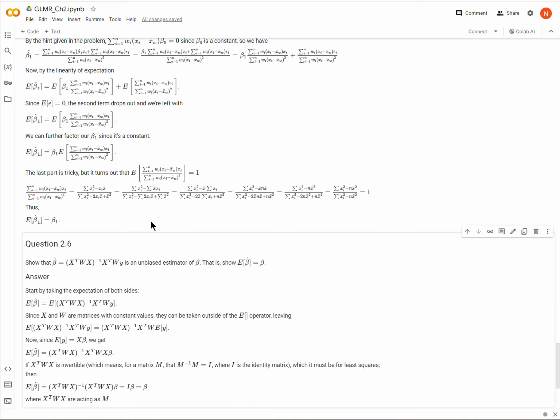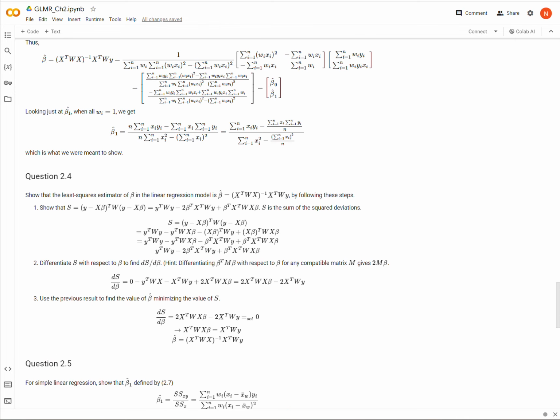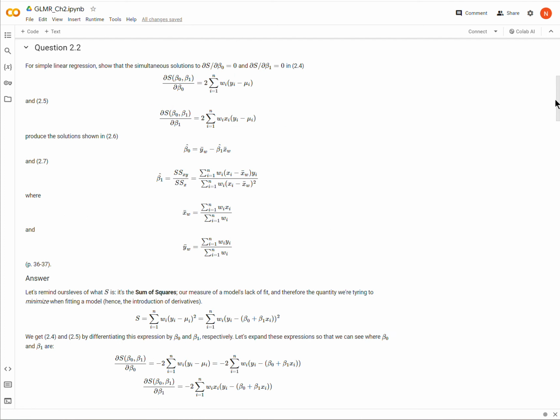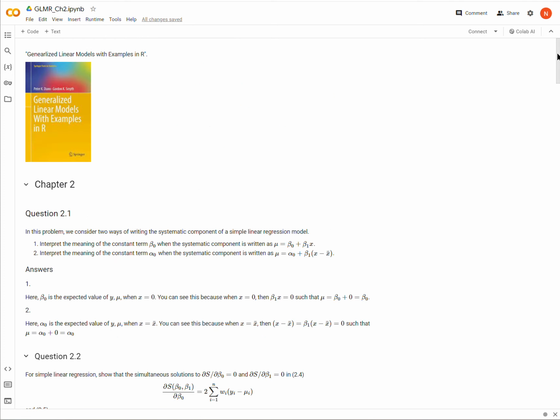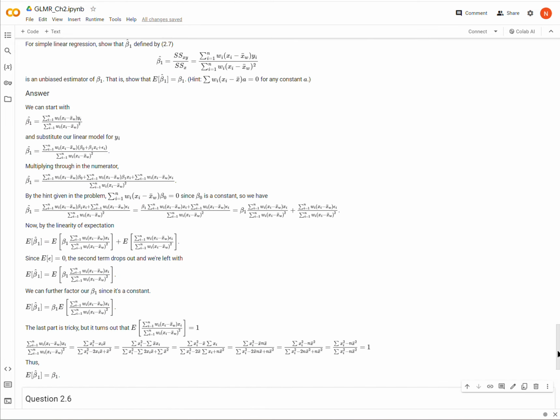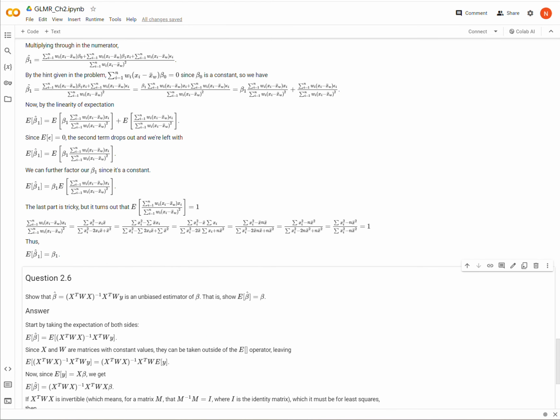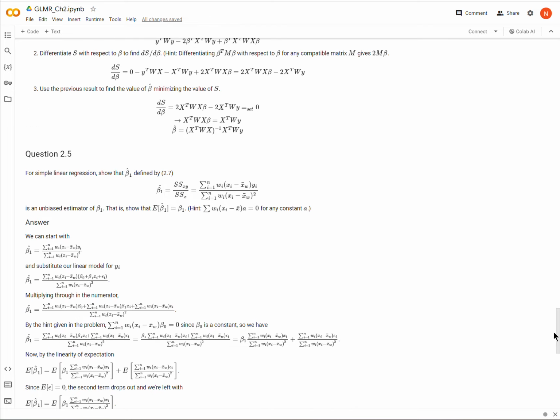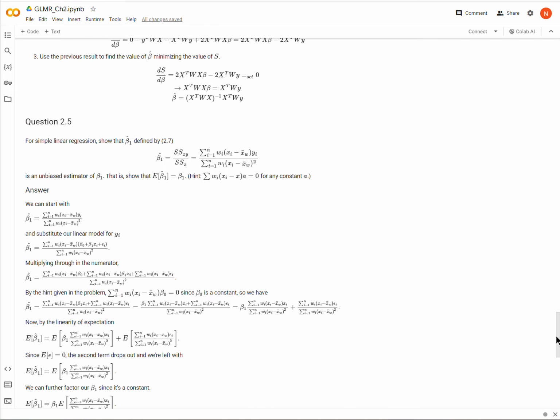Okay, so we are in this book here, Generalized Linear Models with examples in R. We're in chapter 2, and we're on question 2.6. Now, in question 2.5, which was very similar, we were meant to show that the expected value of beta 1 hat in simple linear regression, where we had just one predictor variable, in fact equaled the true value, beta 1.